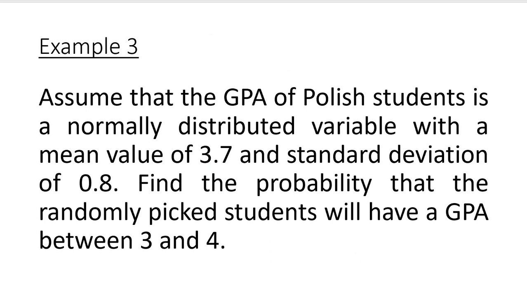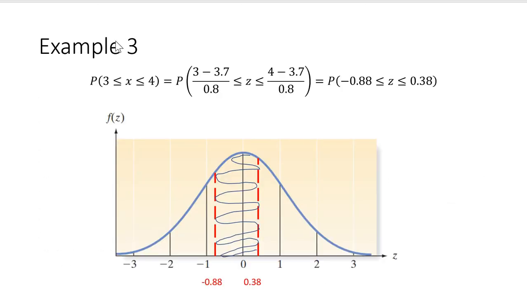Assume that the GPA of Polish students is a normally distributed variable with the mean value of 3.7 and standard deviation of 0.8. We have to find the probability that a randomly picked student will have a GPA between 3 and 4. So first of all, we have to find the probability that x takes the value between 3 and 4.